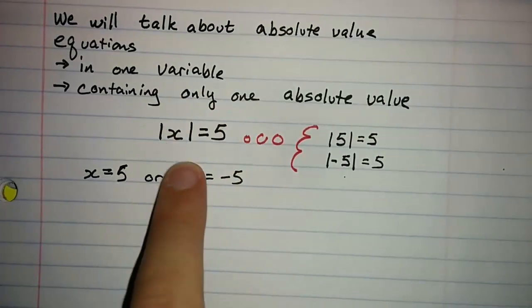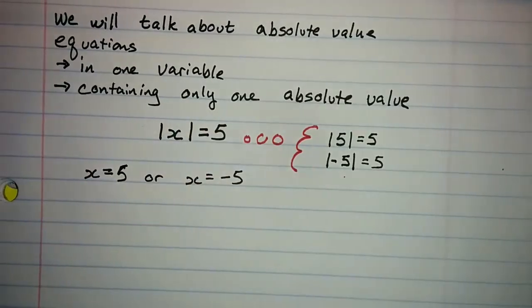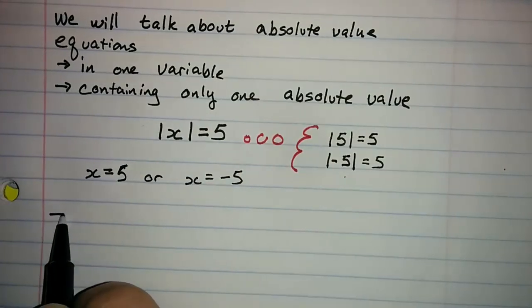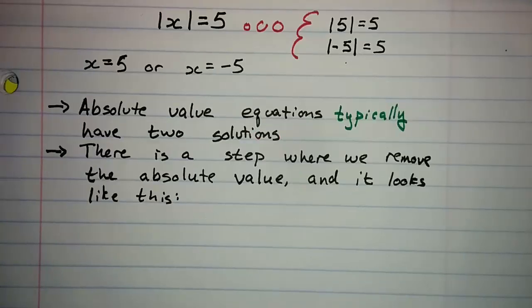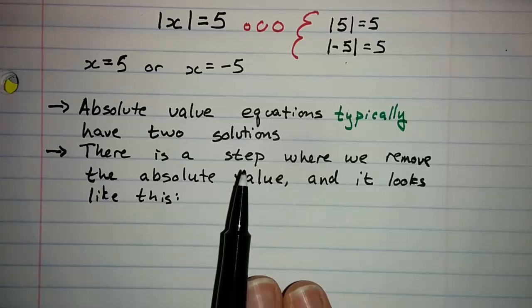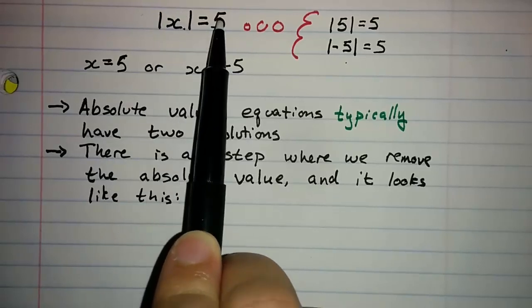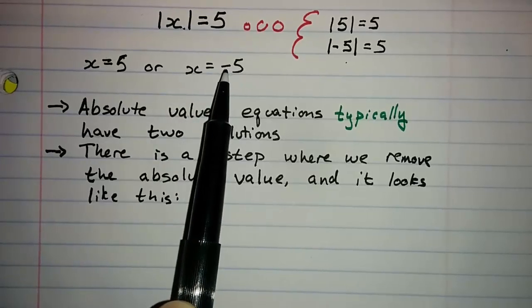So this is the simplest sort of absolute value equation. And this is essentially the way that we will solve all absolute value equations. We'll see that absolute value equations typically have two solutions. What do I mean by typically? I mean unless something strange happens, and we'll talk about what strange things can happen in a future video. There is a step in solving an absolute value equation, and it looks like this step. We went from absolute value of x is 5 to x is 5 or x is negative 5.